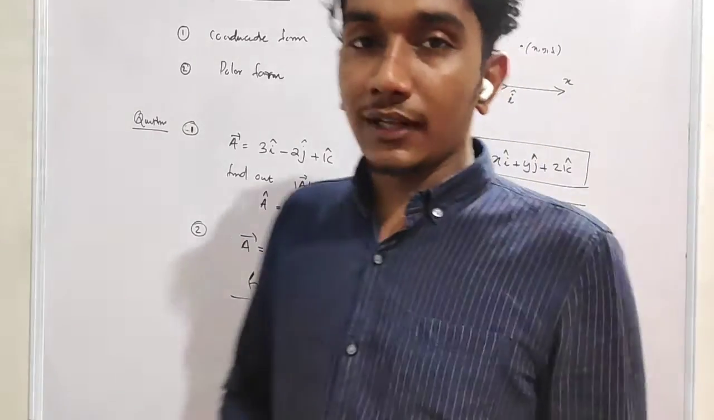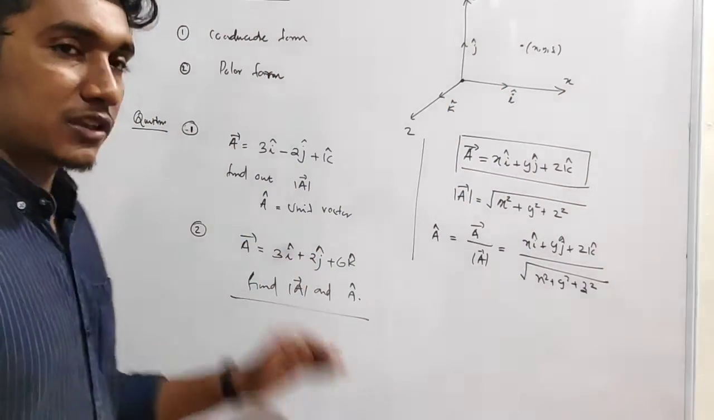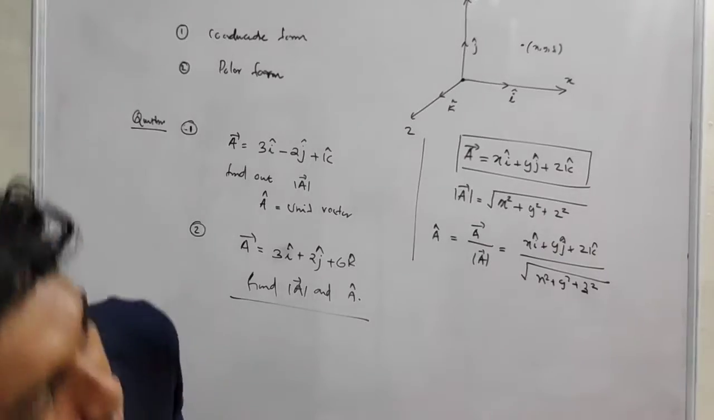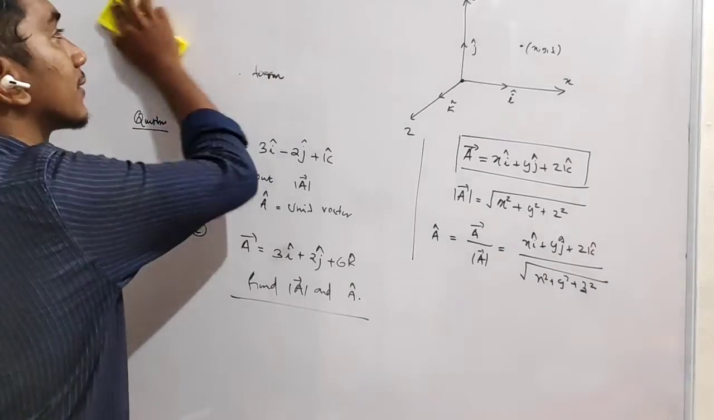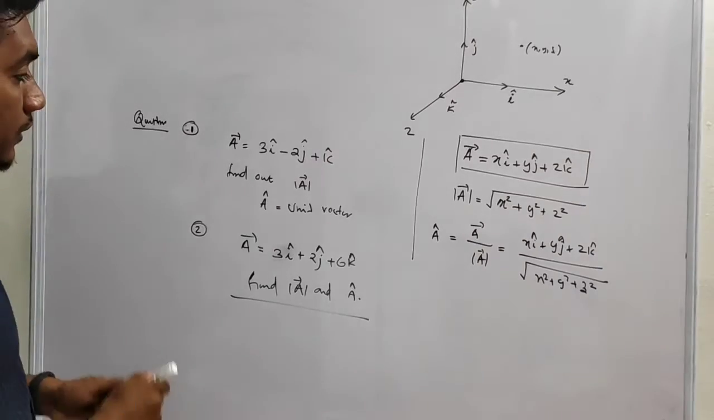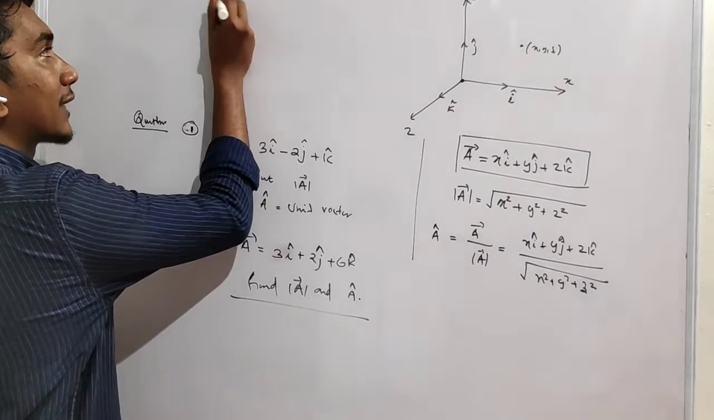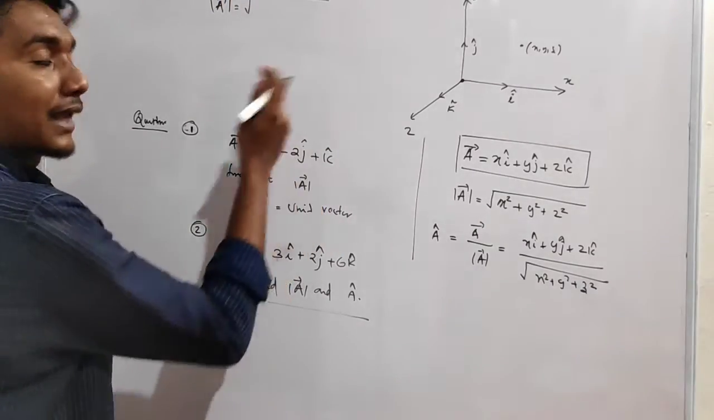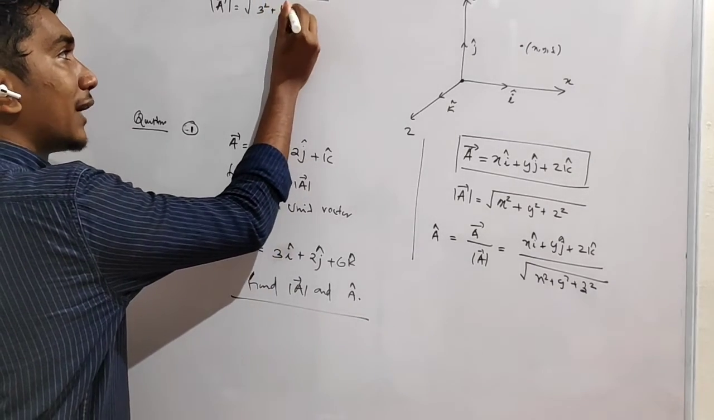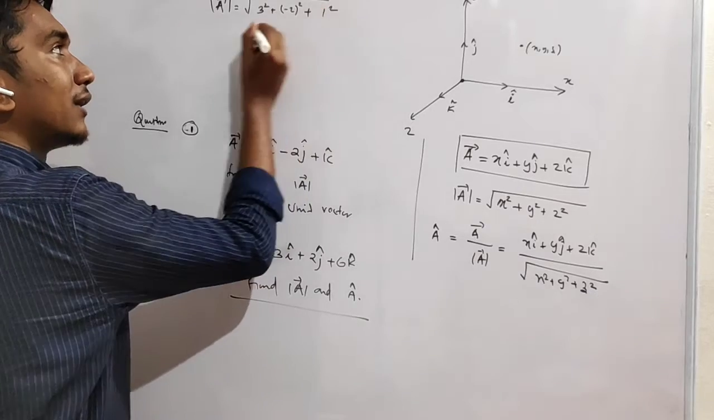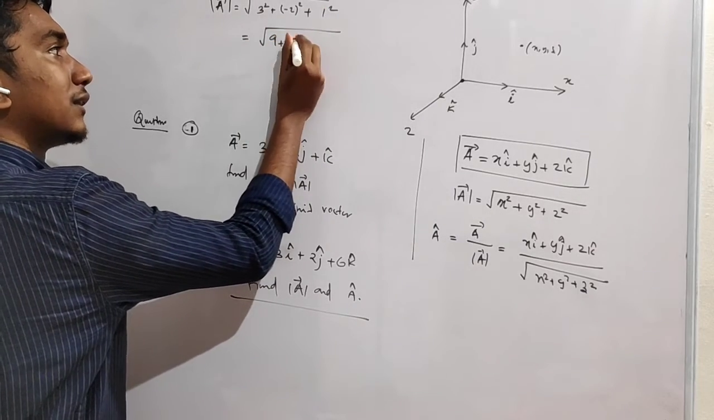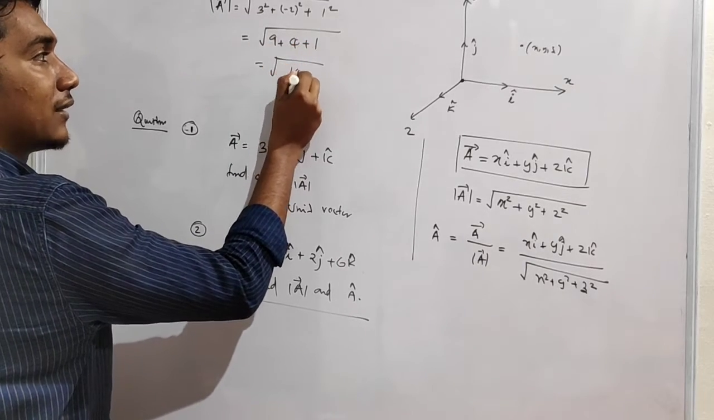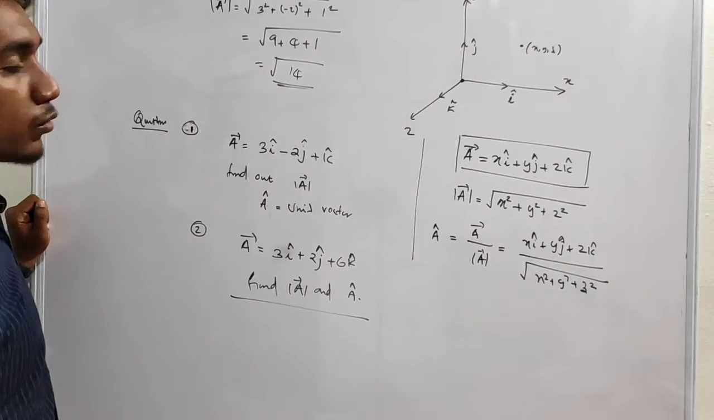I think you have got a chance to solve the problem. You must have paused the video, solved it yourself and come back. So let me solve it myself. First one, this one. What is the modulus of vector A? Modulus of vector A is equal to root of 3 square plus minus 2 the whole square plus 1 square, which is equal to root of 9 plus 4 plus 1, which is root of 14. So root 14 is the value.